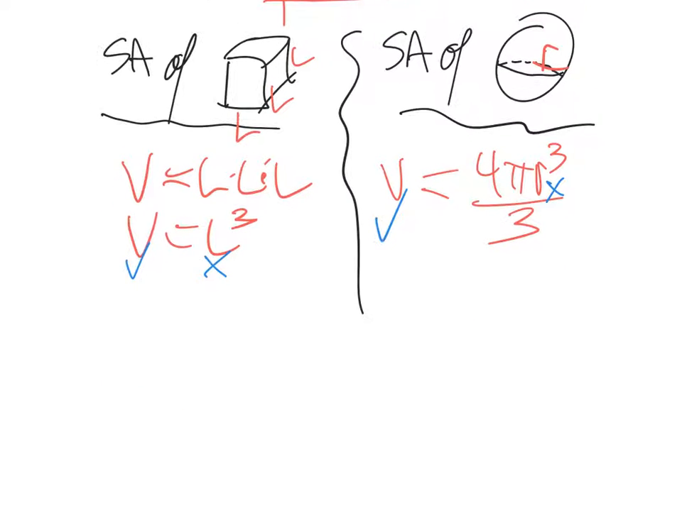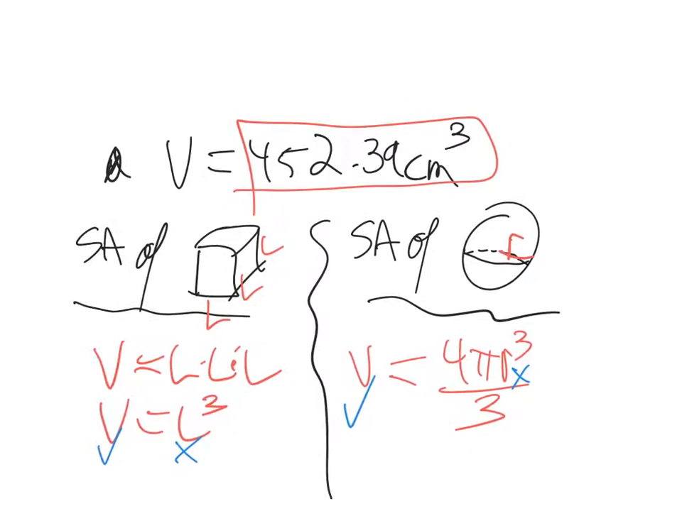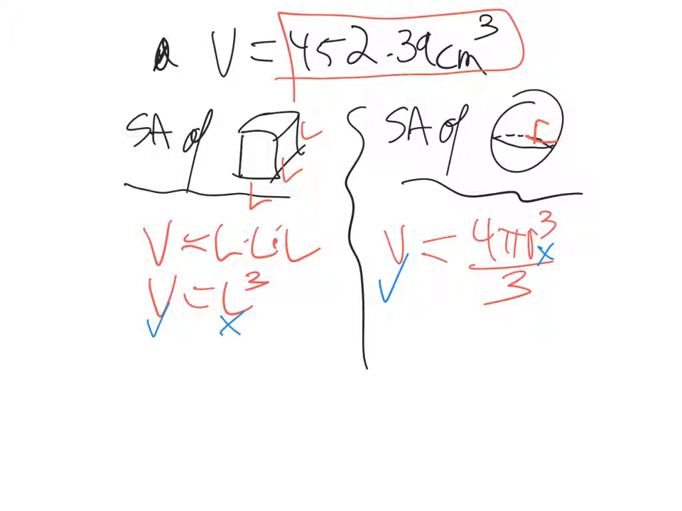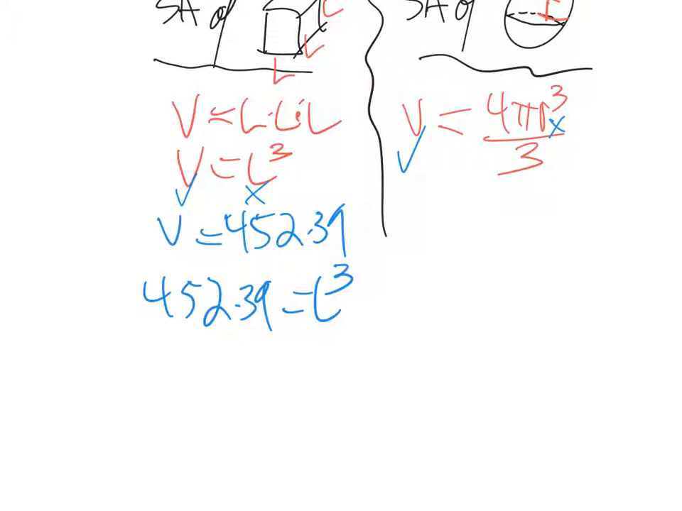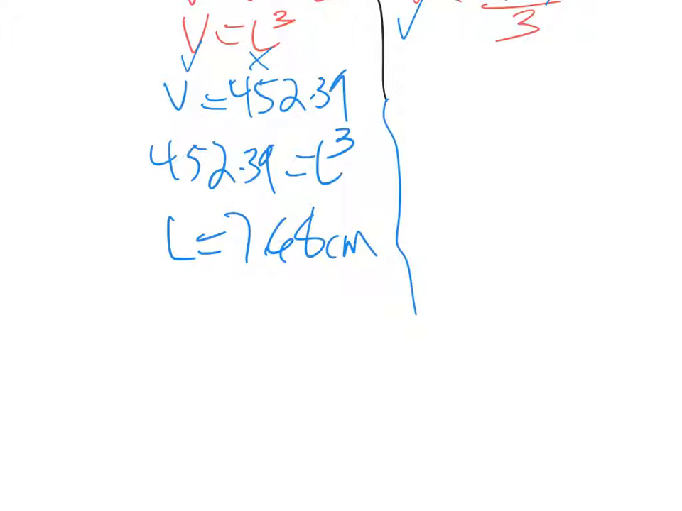Okay, so let's take a look at it for the cube. So I know the volume of that is 452.39, and that means that 452.39 equals L cubed. Now that's a pretty straightforward one to solve. Just take the cube root. To undo that, we do the cube root of both sides, and L works out to 7.68 centimeters. That's the length.